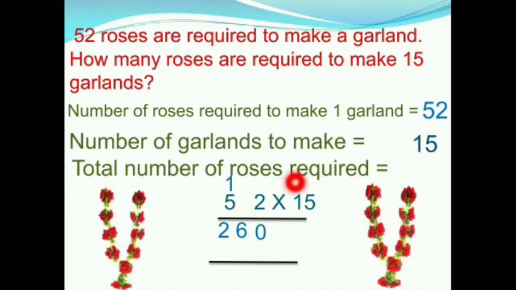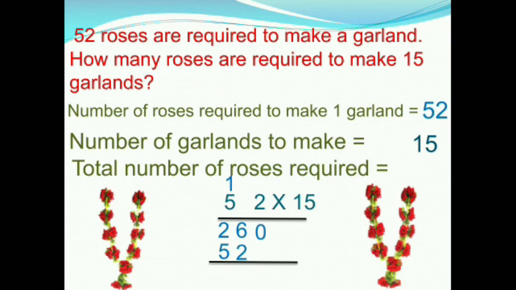Next we should multiply 1 and 2. 1 twos are how much? Yes, 1 twos are 2. So we will write 2 below the 6. Next we should multiply 1 and 5. 1 fives are how much? Yes, 1 fives are 5. So we will write 5 below the 2.